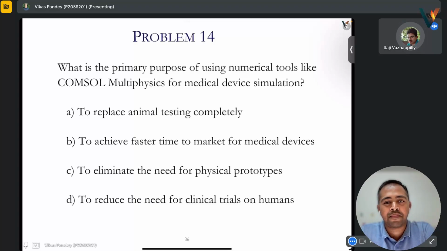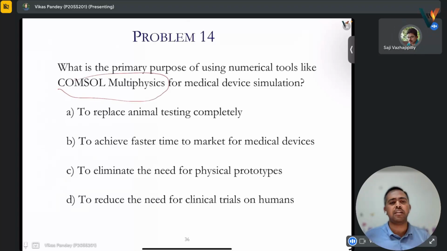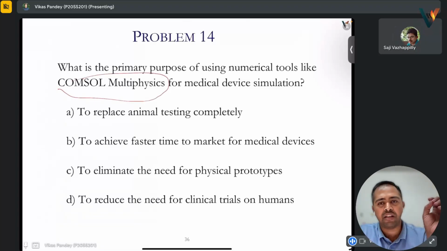COMSOL is a multiphysics tool. Let's forget about COMSOL Multiphysics. Let's say that we are simulating medical devices before bringing them to market. So what will this simulation serve?